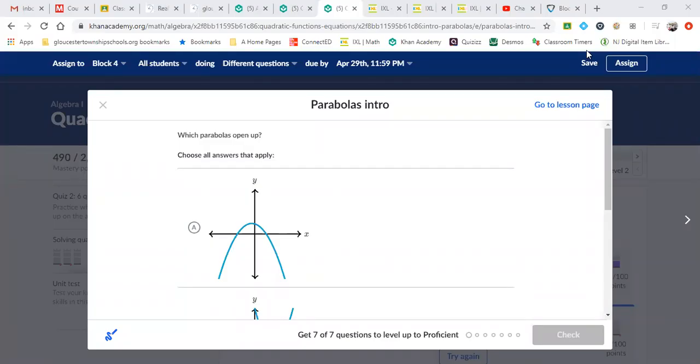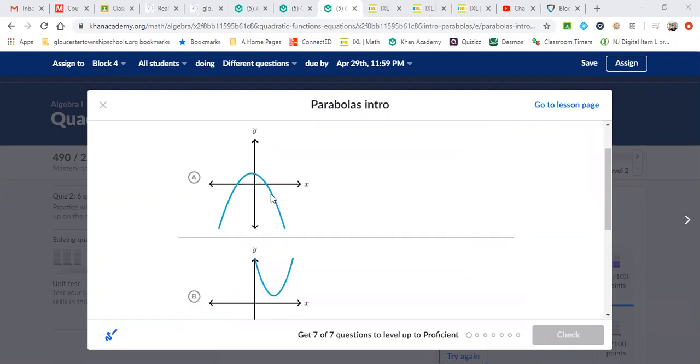Okay, so I just wanted to go through these questions on this con real fast to make sure that you actually understood what they were. I didn't want to tell you all the answers. I wanted you to think a little bit for yourself and see if you could kind of put some things together. Which parabolas open up?